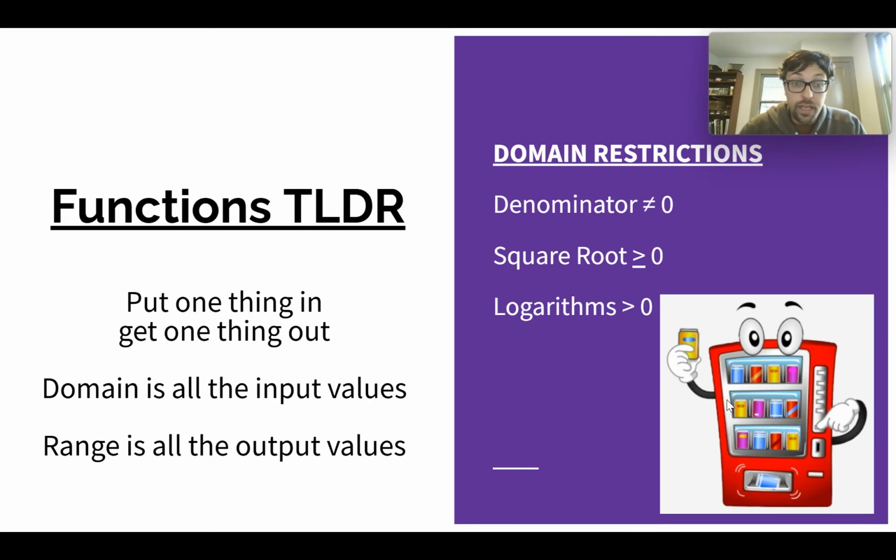That is it for our video on domain restrictions. Remember, if you see a denominator, it cannot be 0. If you see a square root, it should be greater than or equal to 0. And if you see a logarithm, that should be greater than 0. If there's none of those three, then it's going to be all real numbers for your domain. A function, you should put one thing in and get exactly one thing out. Domain is your input, range is your output. And remember, that's all alphabetical.